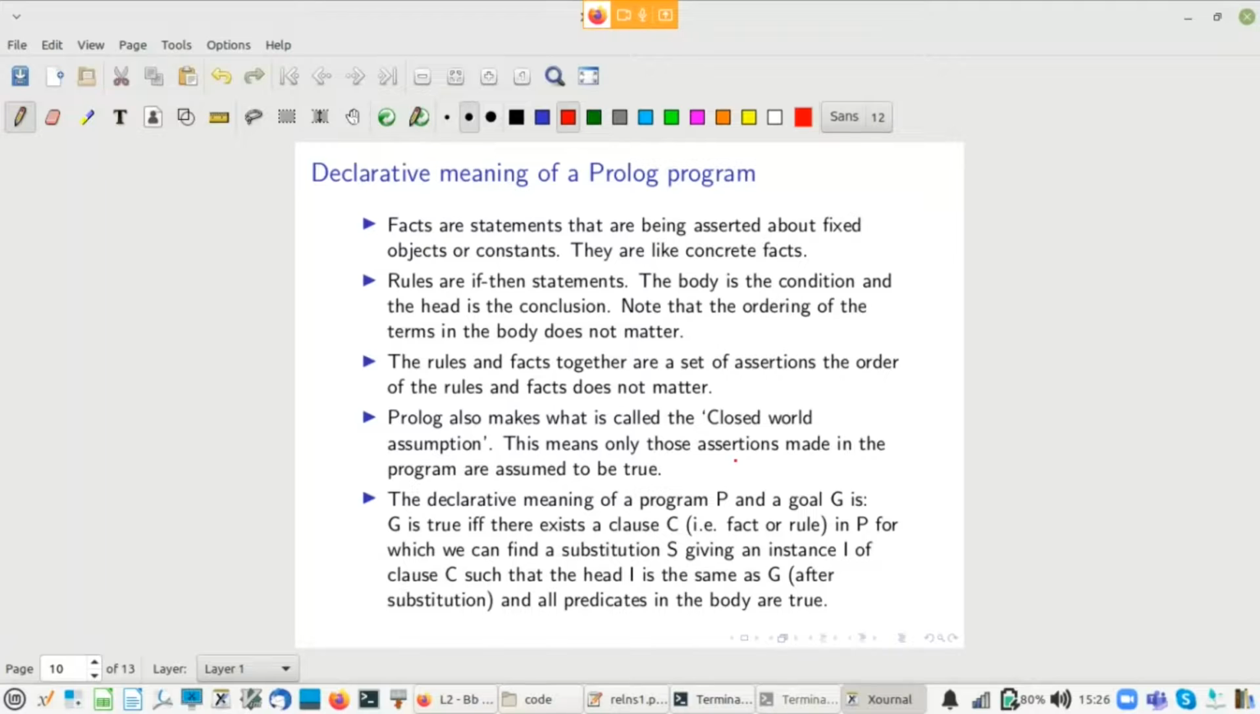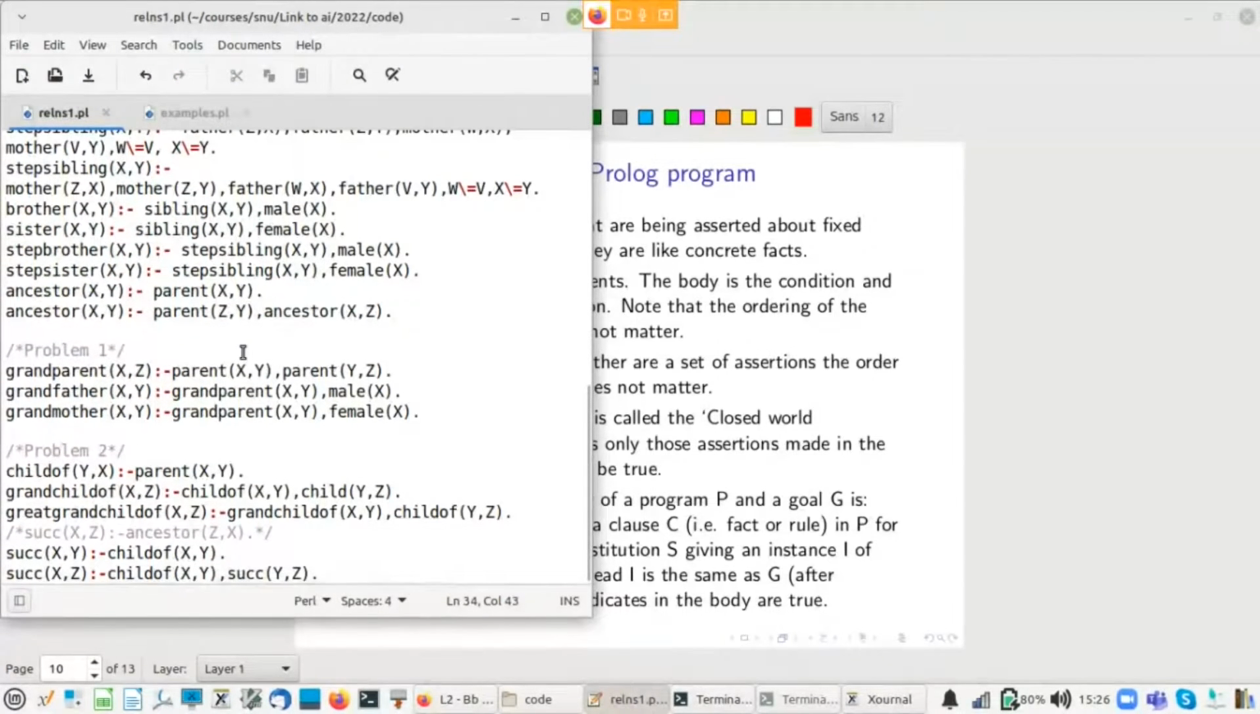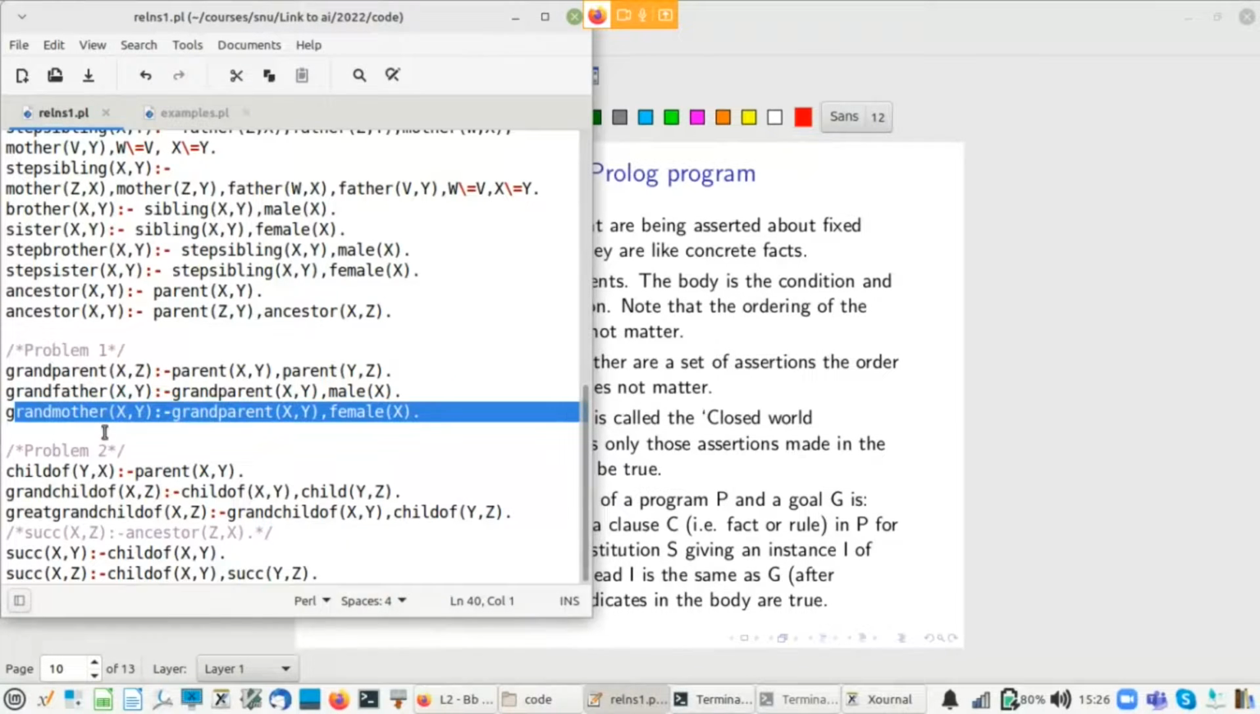So what you're doing is you're going to start with that grandmother. Look at the head of grandmother. So for instance, if you look at this, grandmother is here, right? So it's here. So your goal was grandmother Sita X.